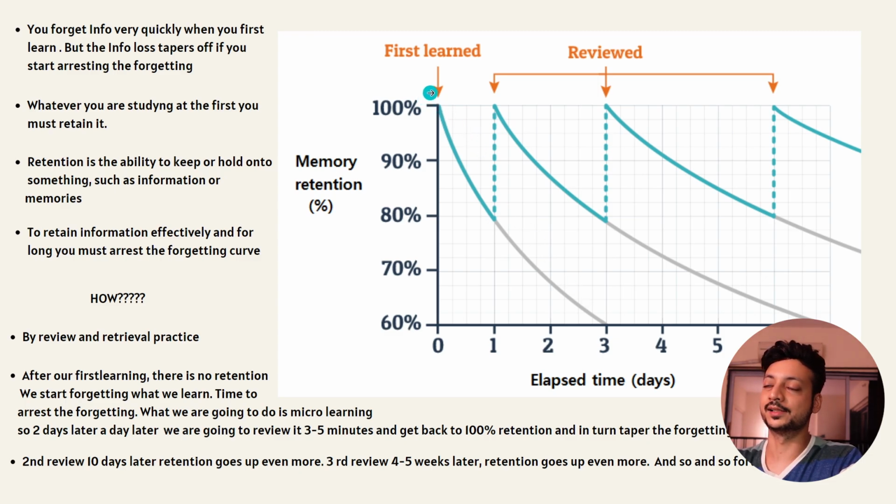So here, as the time passes and as you start to forget, you must review or sort of quiz yourself to retain the information back to 100%. Then again, as you start forgetting, which is going to be slower this time, you must again do a review or a lesson and retain the information back to 100%. And you have to keep doing this and compounding it so that the forgetting becomes slower. So how you actually arrest the forgetting curve is through review and retrieval practice.